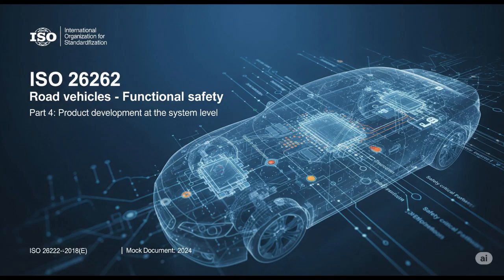We're going to walk through the meticulous process that ensures every safety-critical function in your car isn't just a good idea, but a rigorously engineered and exhaustively tested reality. So let's unpack this. When we talk about product development at the system level, where does it actually sit within the broader functional safety life cycle? We hear a lot about the V model in automotive. How does this piece fit into that larger puzzle?